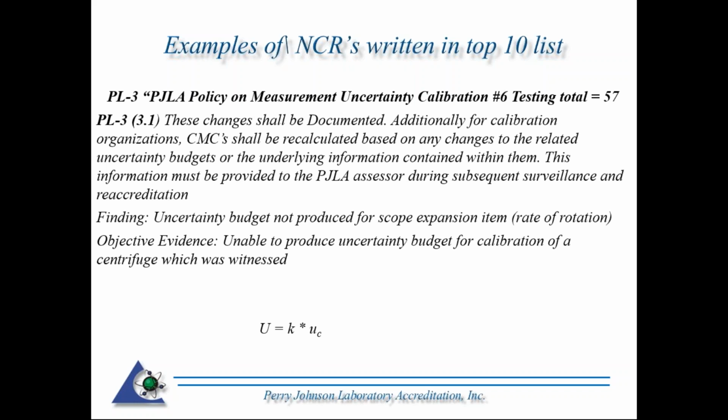We have here PL3. As you can see, calibration, it was number 6. Testing, it's number 57. PL3 is our policy, PJLA's policy on measurement uncertainty. So a requirement in PL3, right out of 3.1, is these changes shall be documented.